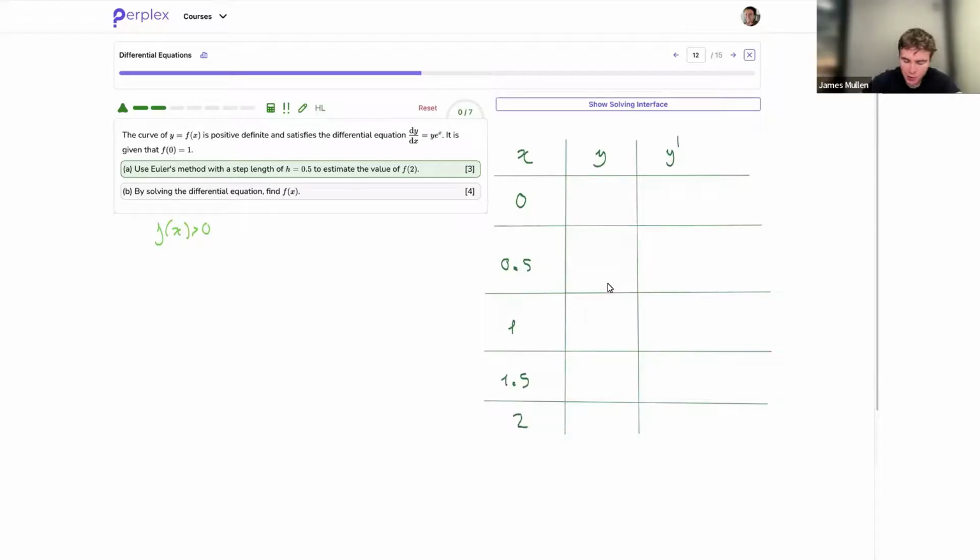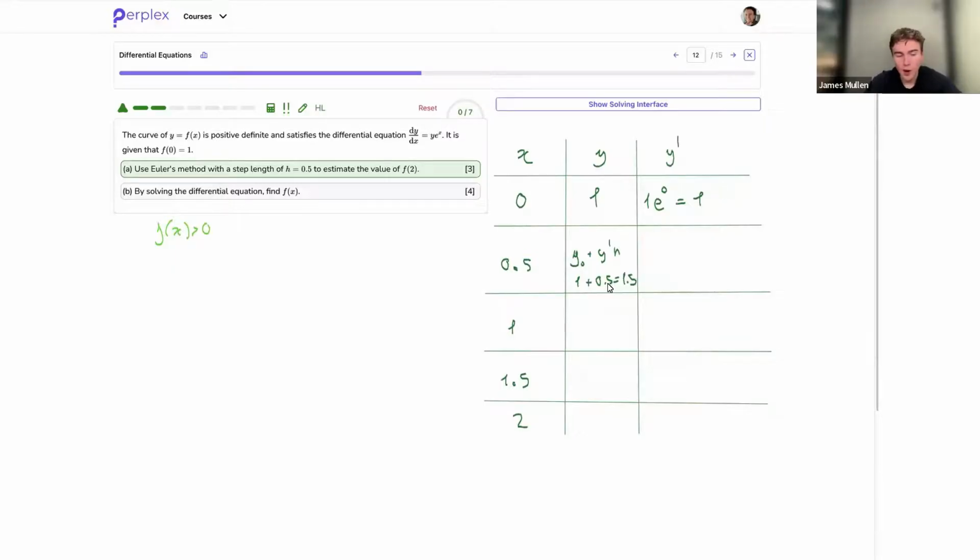And I'm told that f of 0 equals 1, which means the original value of y is 1. And since dy by dx is equal to y e to the x, this is going to be 1 e to the 0, which is equal to 1. All right. How do I calculate the value of y? Well, I'm going to do y0 plus y prime h, which is going to be 1, plus y prime is 1 times h is 0.5, which is equal to 1.5. Okay, so that's my second value of y.